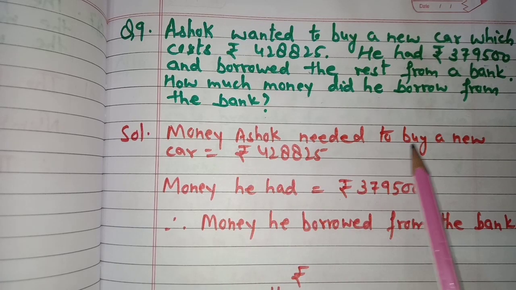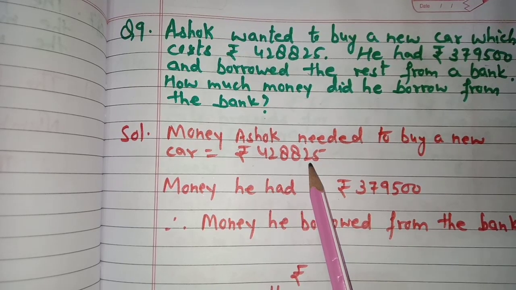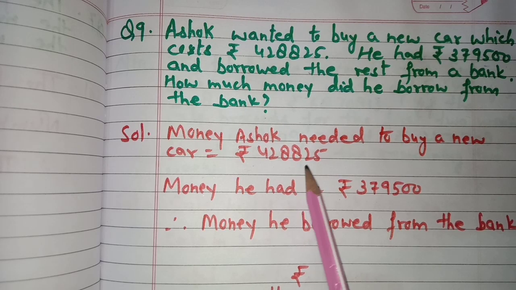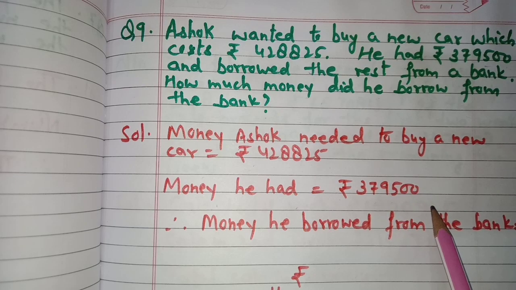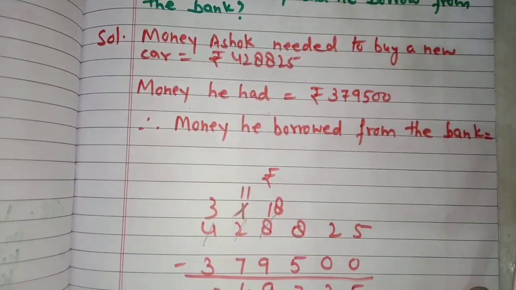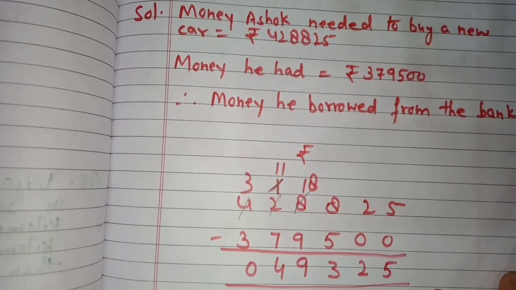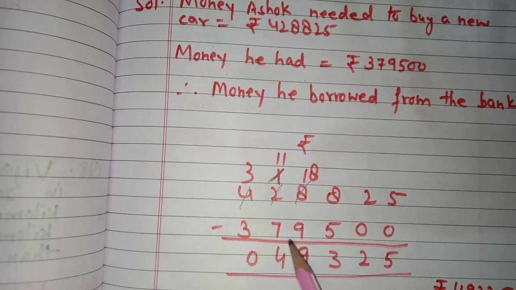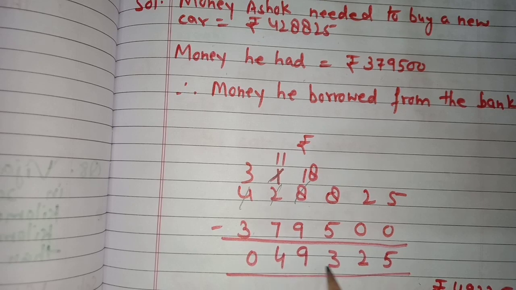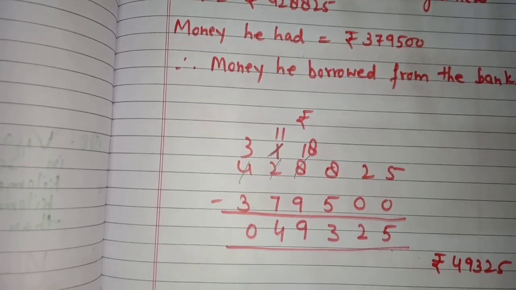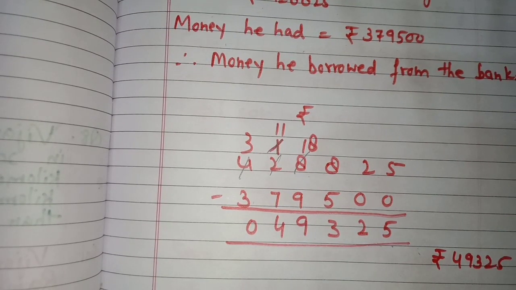So the money Ashok needed to buy a car, that is the cost of the car, is rupees 4,28,825. Money he had, rupees 3,79,500. Therefore, the money he borrowed from the bank. So, just subtract 3,79,500 from 4,28,825. So, you will get the answer, that is 49,325. So, he borrowed from the bank rupees 49,325 to buy that car.